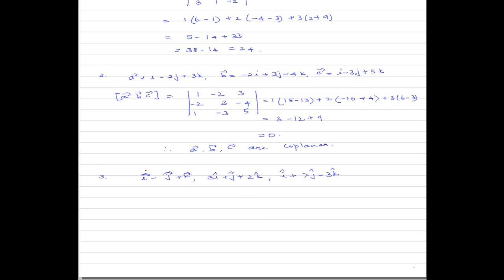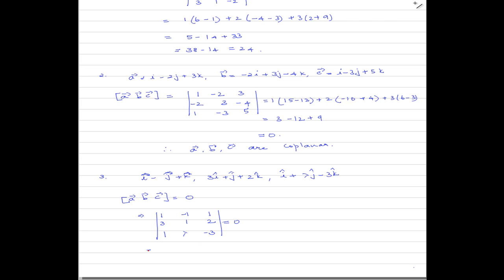Find lambda if the vectors are coplanar. So it is given in the problem that the 3 vectors are coplanar. So we have to simply find the lambda. So we can use the condition that the scalar triple product of a vector, b vector, c vector is going to be equal to 0, which gives us the determinant of 1, minus 1, 1; 3, 1, 2; 1, lambda and minus 3. The determinant of this is equal to 0 because it is already given that the vectors are coplanar.